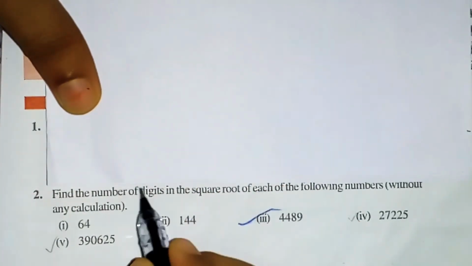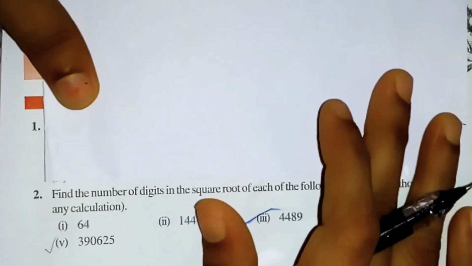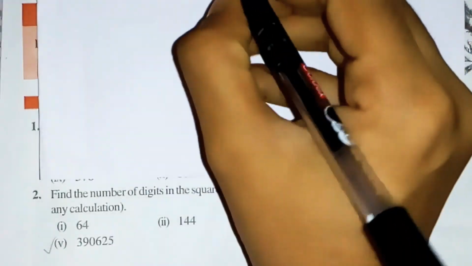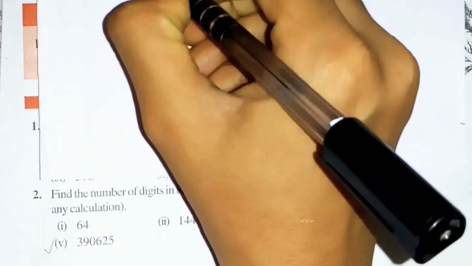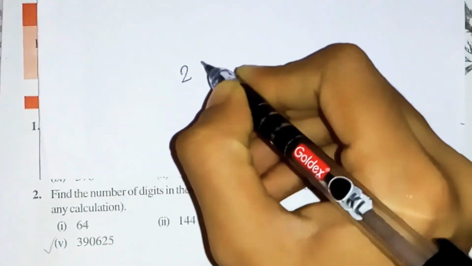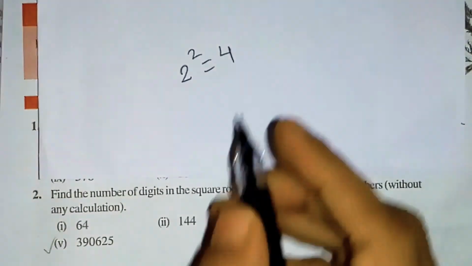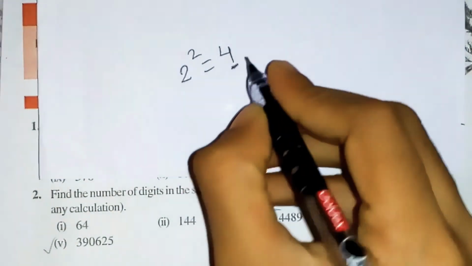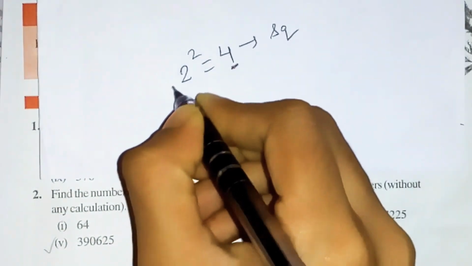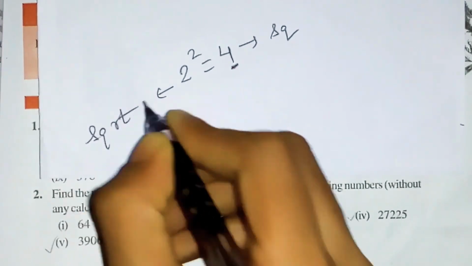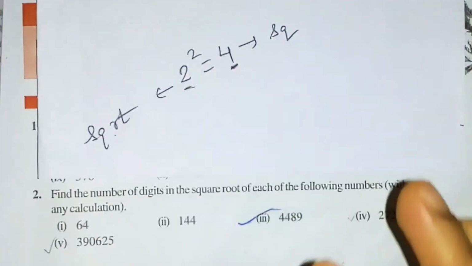Now they are telling that what will be the number of digits in the square root. So for example, if you take 2 square, so 2 square is 4. So 4 is the square, and this is the square root. So in the square root, there is only one digit.